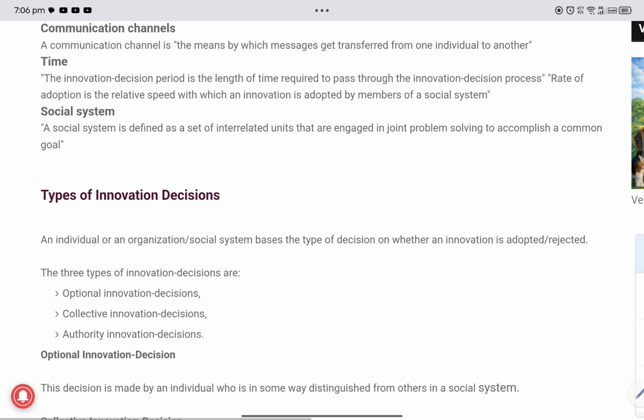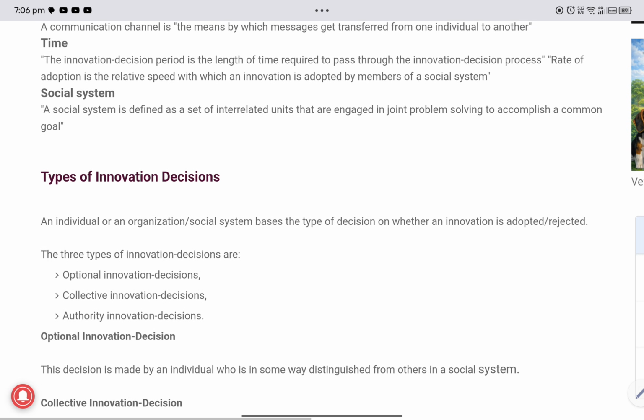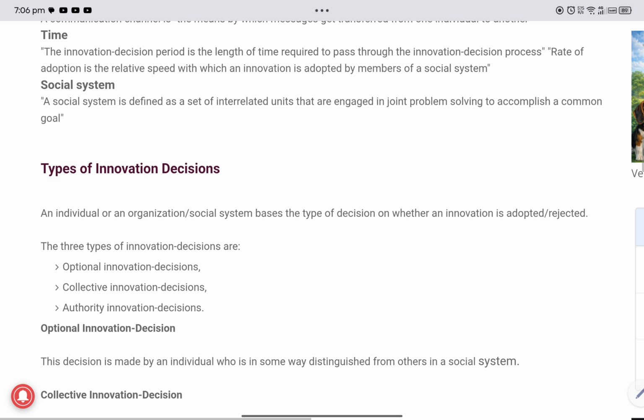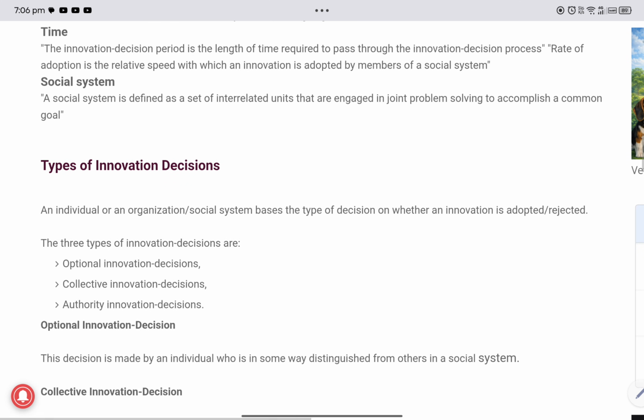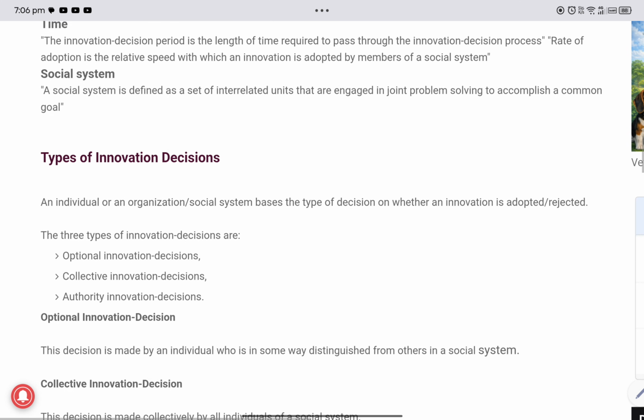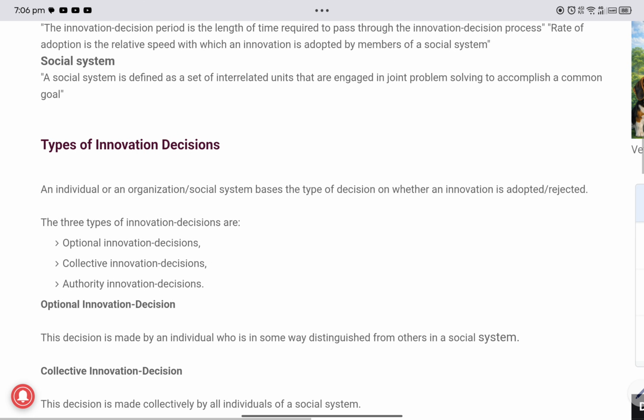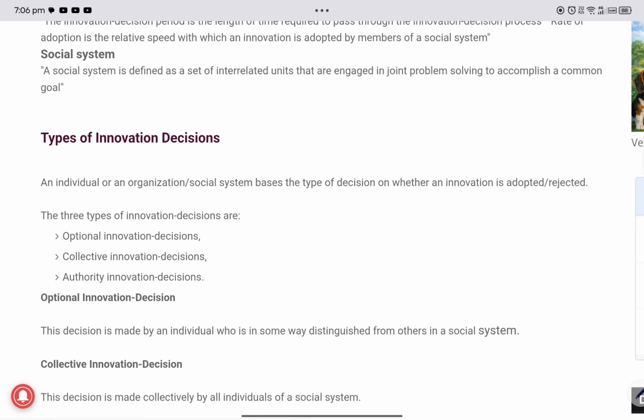Social system. A social system is defined as a set of interrelated units that are engaged in joint problem solving to accomplish a common goal.